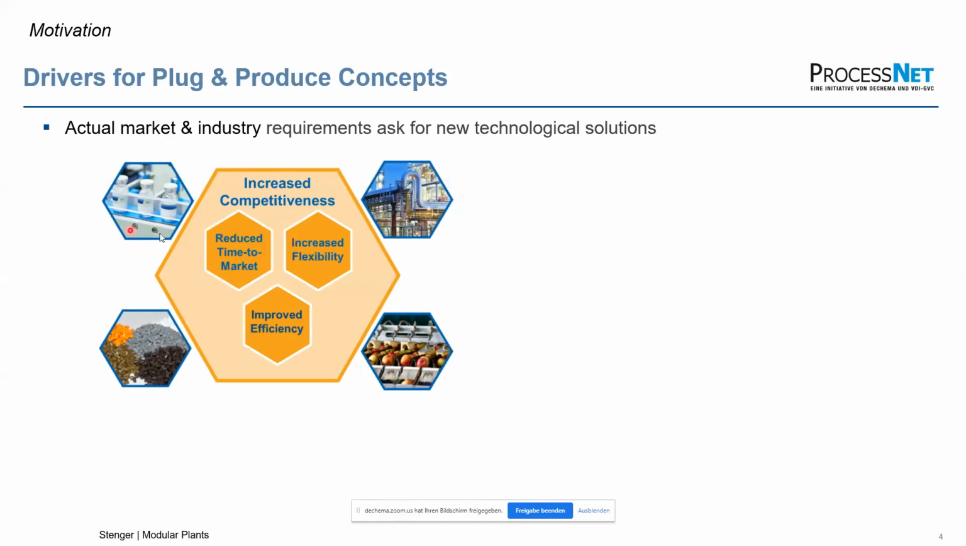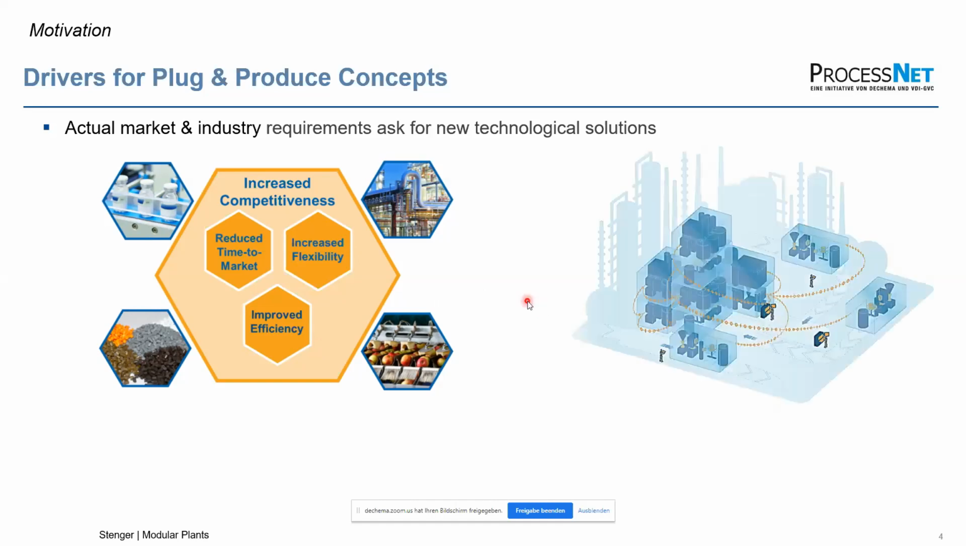So what they are looking for, it's kind of a reduced time to market. I mean, this is market driven, this is business driven, but there's also a need for increased flexibility. And we were talking about flexibility this morning when talking about feedstocks, when talking about raw materials, energy, and so on. So there is a need for increased flexibility in the plant, and of course, improved efficiency as well. Especially when we look at the problems we are currently tackling with the climate change.